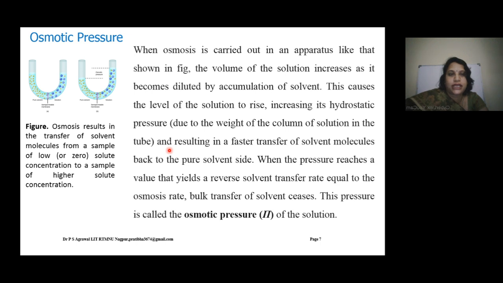Biological tissues, cells, we know that. So these materials are referred to as a semi-permeable membrane. Now consider the apparatus shown here, in which a sample of pure solvent and a solution are separated by a membrane known as a semi-permeable membrane, in which only solvent molecules may penetrate. Solvent molecules will diffuse across the membrane.